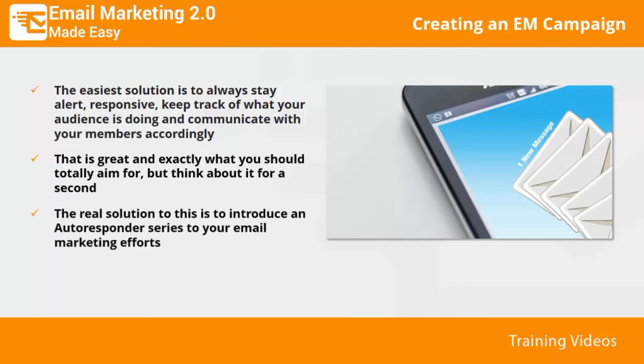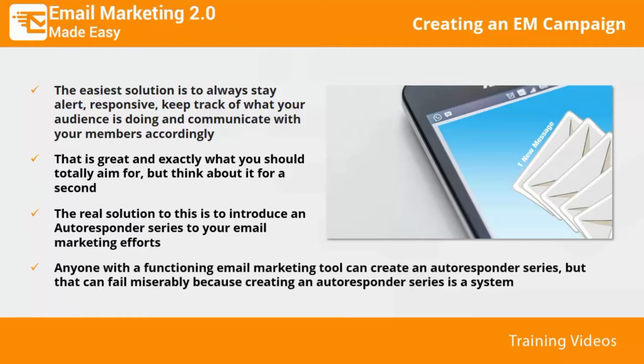The real solution to this is to introduce an autoresponder series to your email marketing efforts. An autoresponder series is an email series that your business sends on autopilot to new and existing subscribers according to their actions and needs. Anyone with a functioning email marketing tool can create an autoresponder series, but that can fail miserably because creating an autoresponder series is a system.